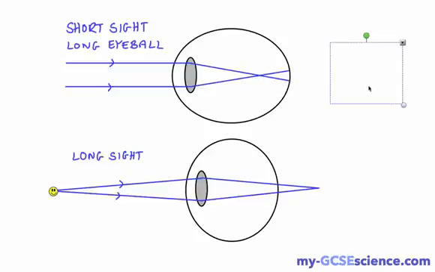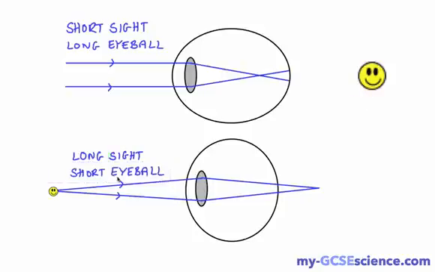So by the time the image gets to the retina, or the light rays get to the retina, the image is quite blurry. Similarly with long sight, this is when we have a short eyeball, and this results in the light rays coming from our object being focused somewhere behind the retina, and again not on the retina, so again you get a blurry image. So the key thing here is not to get confused with these descriptions. Short sight is a long eyeball, and long sight is a short eyeball.